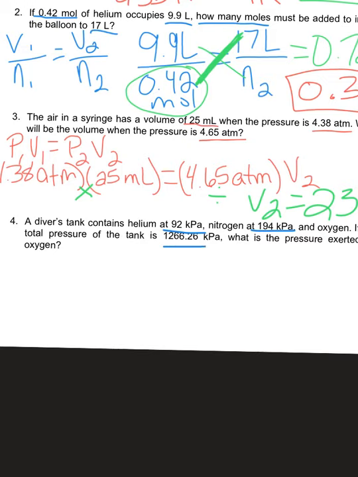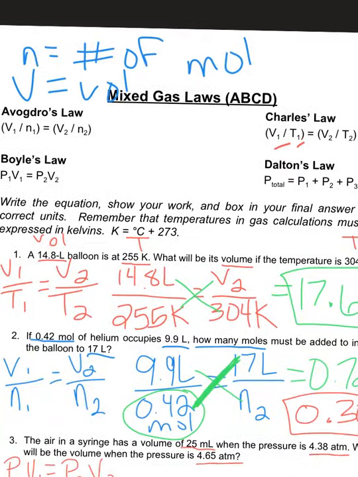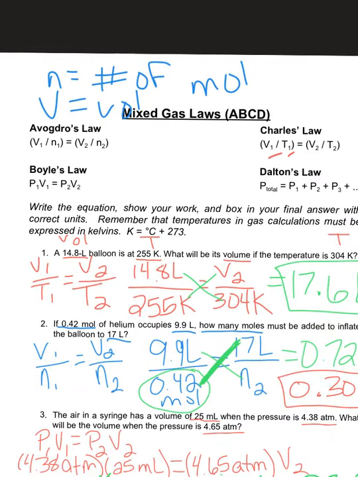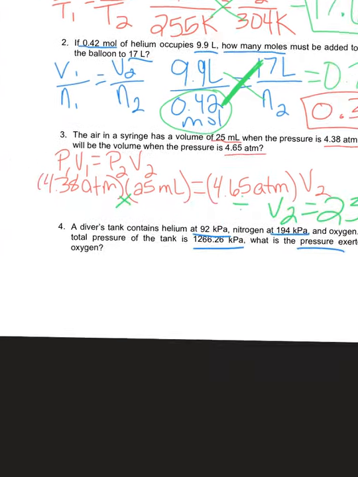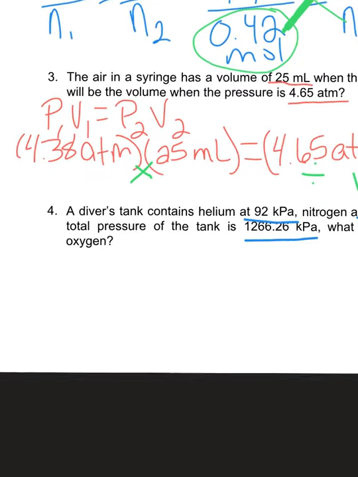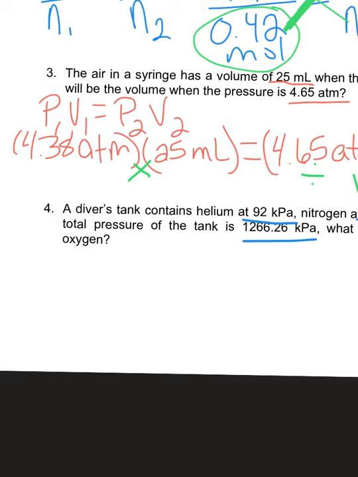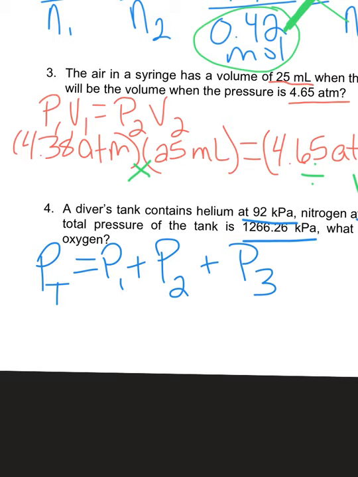Pressure, pressure, pressure, pressure. Kilopascals is a unit of pressure, remember. So we're just dealing with pressure. So which law is just pressure and nothing else? Dalton's law. Dalton's law. Very good. Okay. So Dalton's law tells us that the total pressure is equal to the individual partial pressures. There's 3 gases. So I'm going to put 3 pressures. And then from here, we simply plug in our values.